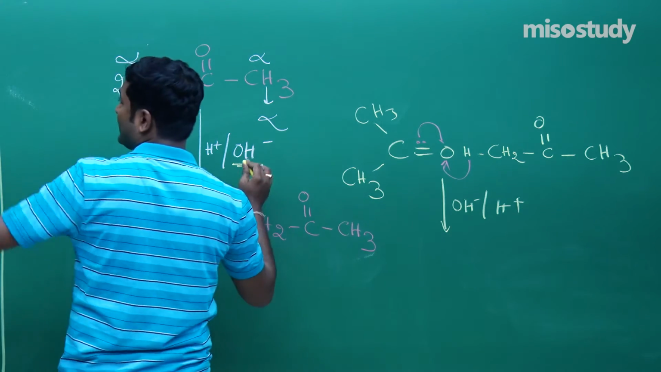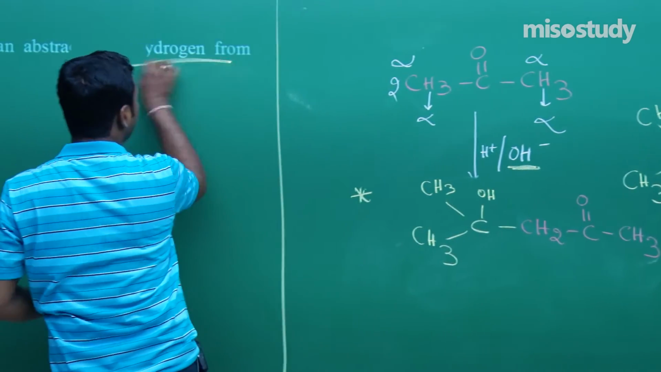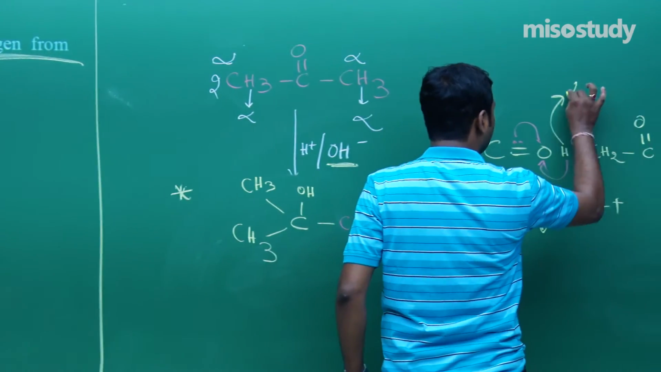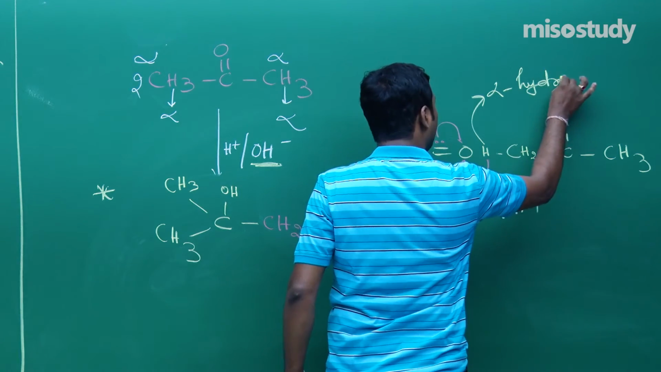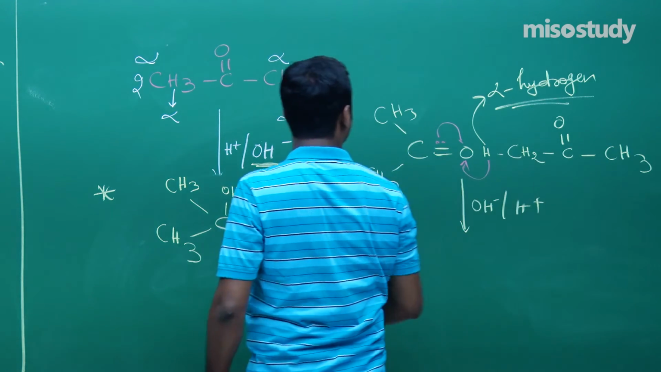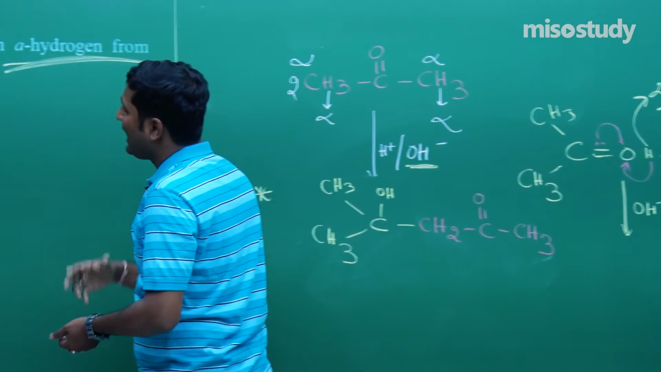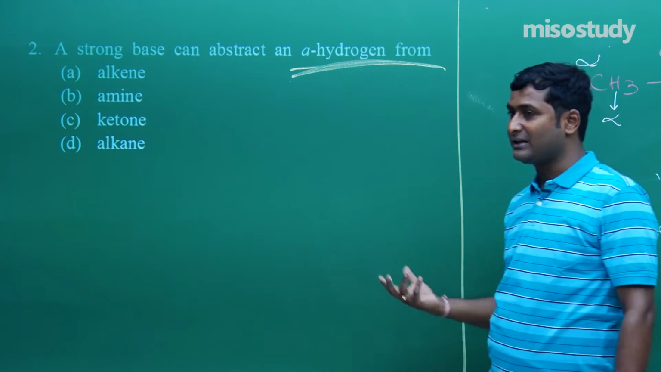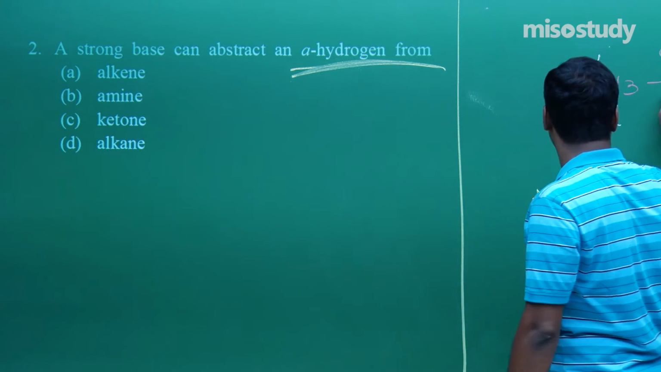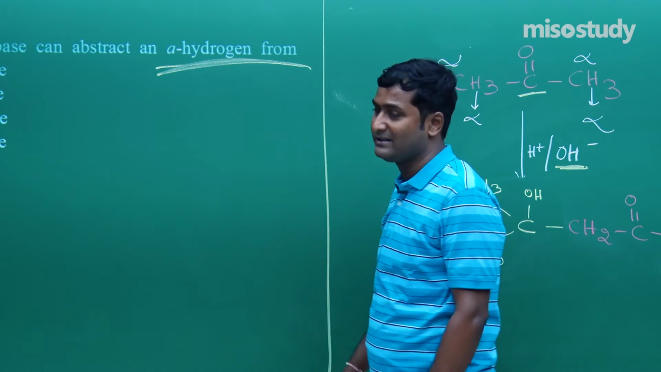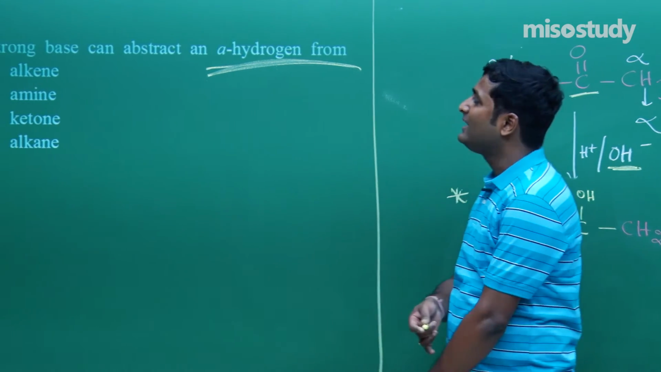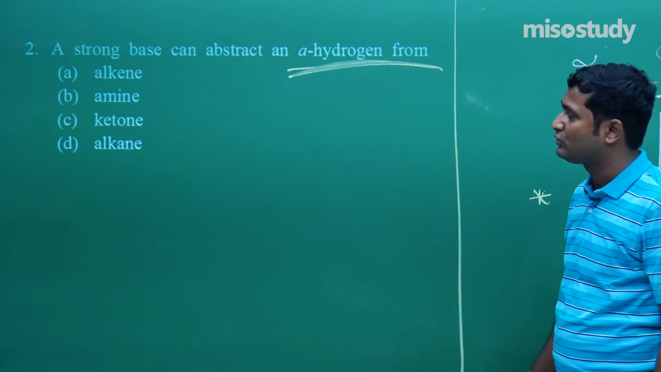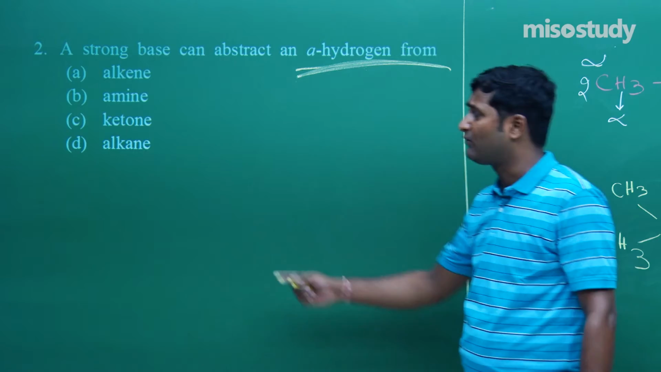This is a base. Presence of a strong base can abstract an alpha hydrogen from ketone. This hydrogen is alpha hydrogen. So we can say a strong base. We know that the carbonyl carbon is an electron deficient species. So in this case, if there is a presence of base, then it abstracts an alpha hydrogen. So a strong base can abstract an alpha hydrogen from ketone.